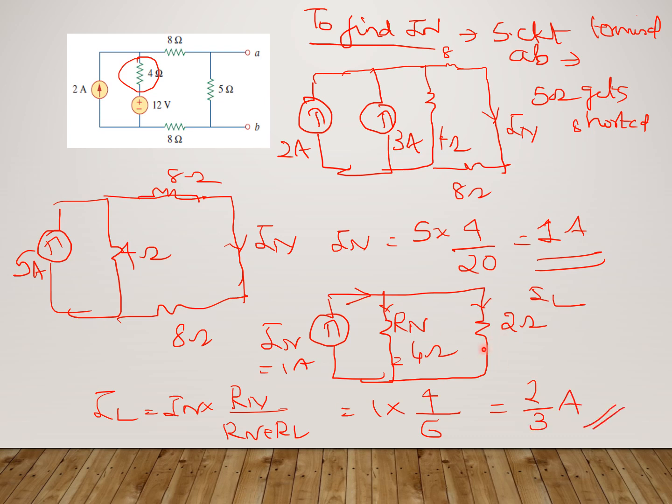So you can see that instead of 2 ohm resistance, if I replace it with a 5 ohm, IN and RN remain the same. Only the last value which is obtained, RN plus RL, only this has to be replaced. And everything else remains the same. So you get 2 by 3 ampere. So this is how we have calculated using the circuit using Norton's theorem.